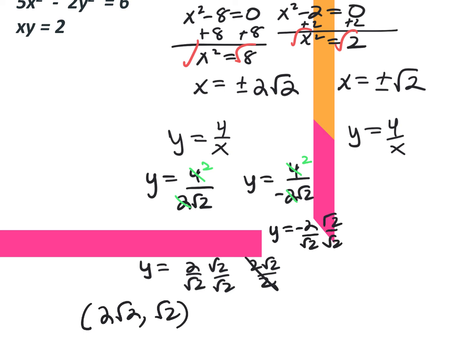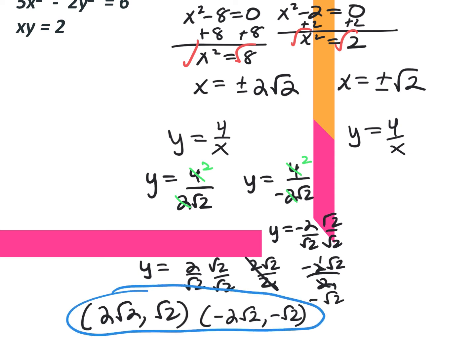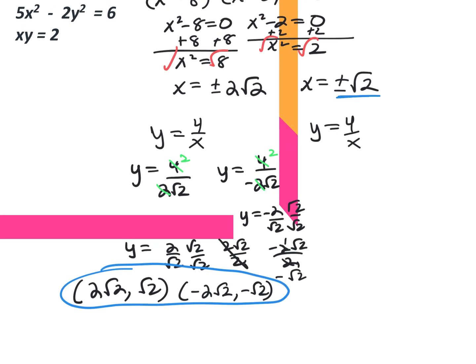Rationalize: negative 2 root 2 over 2. Again, it'll simplify. So then this ends up being just negative root 2. So this ordered pair, negative 2 root 2 that went in, gives a negative root 2 as the y value. So far I got 2 ordered pairs from that one. And now I'm going to get 2 more when I plug in this value of x. So y equals 4 over positive root 2. And y equals 4 over negative root 2.